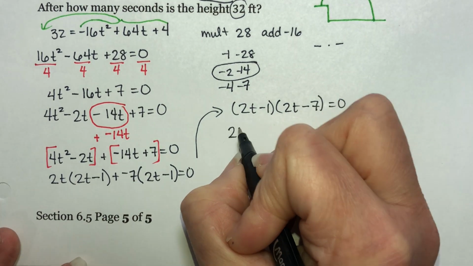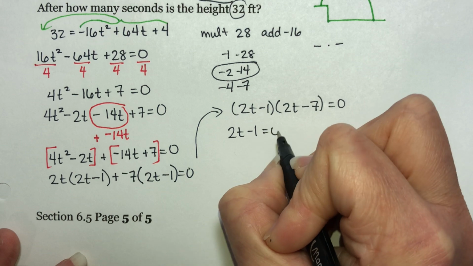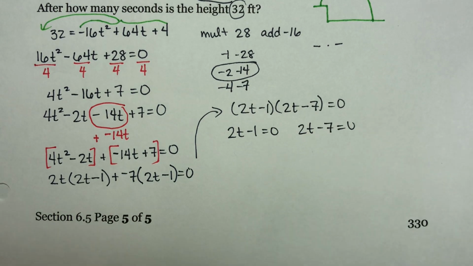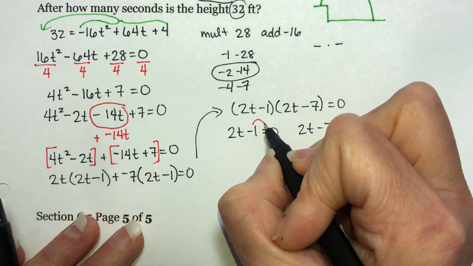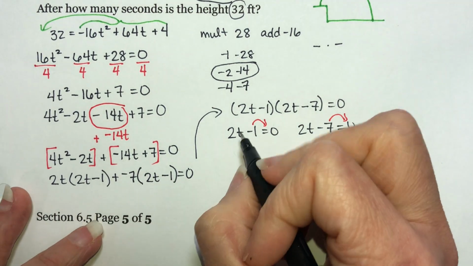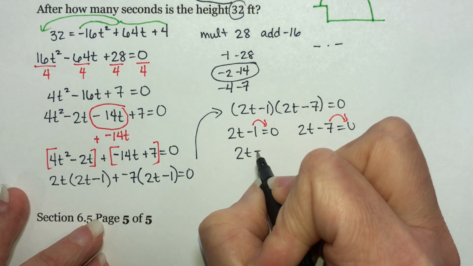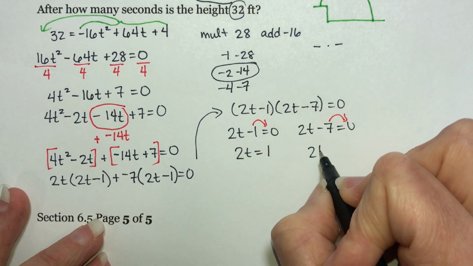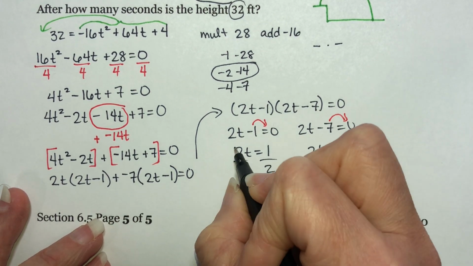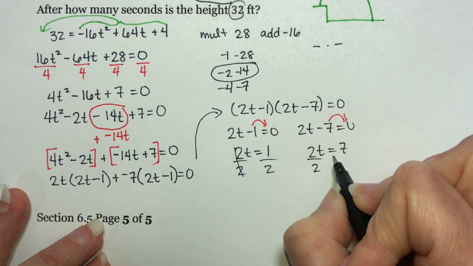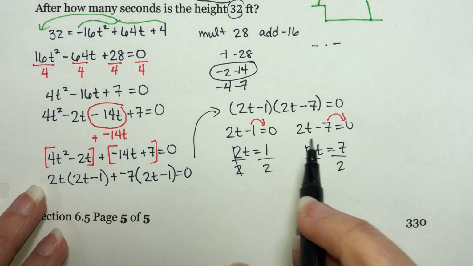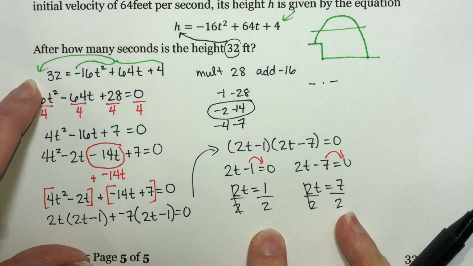We set each of these equal to 0 and solve. Here I'm going to add 1 to both sides. Here I'm going to add 7 to both sides. I get 2t is equal to 1, or 2t is equal to 7. Divide both sides by 2, and you get 1/2. Divide both sides by 2, and you get 7/2. All right, so I have two answers to this equation.